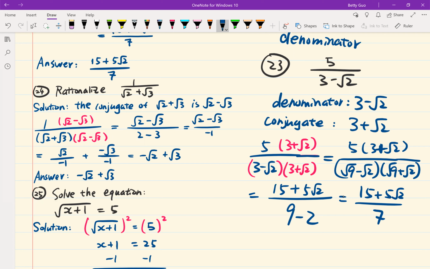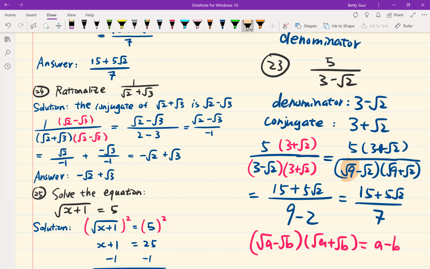Any question about number 23? We used this formula: root A minus root B times root A plus root B is A minus B. That's the reason I rewrote 3 as root 9, in order to apply the formula.